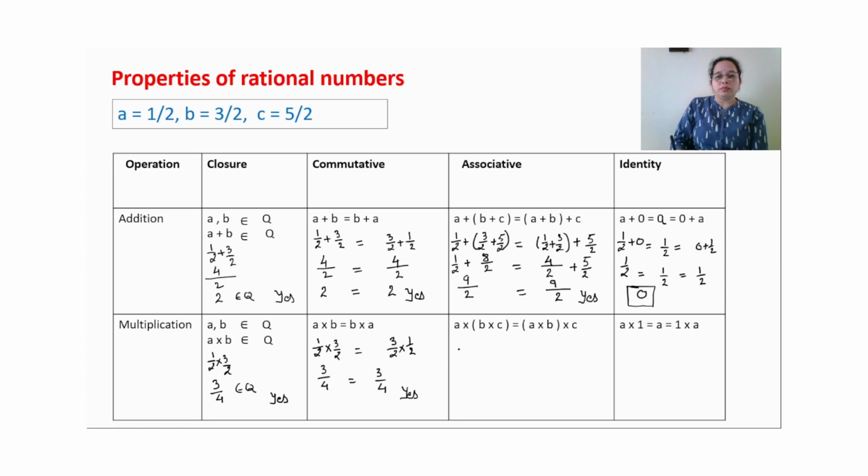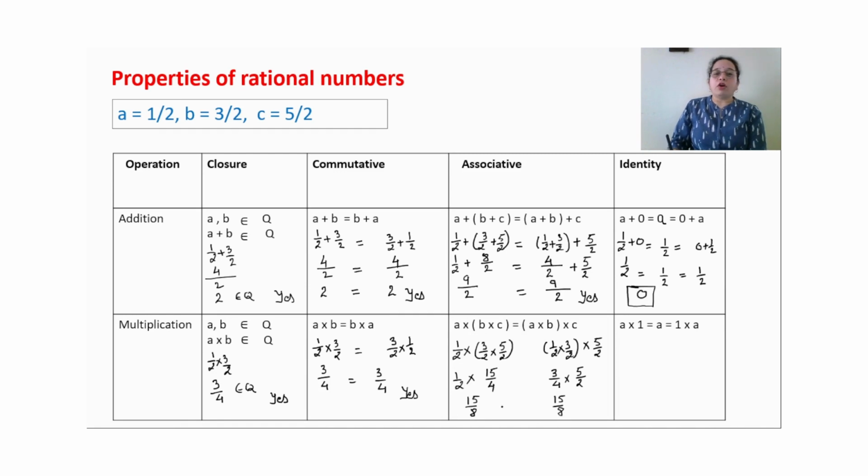Now come for the associative property. Again we will solve left hand side part first. So 1 by 2 in bracket 3 by 2 multiplied by 5 by 2. So first we will solve this bracket part. So 3 5s are 15 upon 4, and now again 15 by 8. Now we will solve right hand side part. So in bracket 1 by 2 into 3 by 2 multiplied by value of C is 5 by 2. Again we will solve bracket first. So this will give you 3 by 4 and 5 by 2. Again multiply this, you will get 15 by 8.